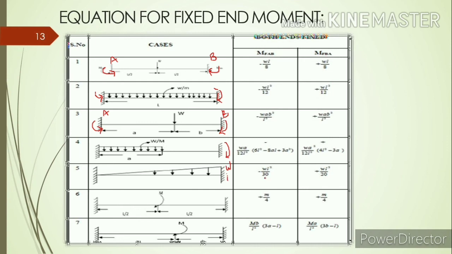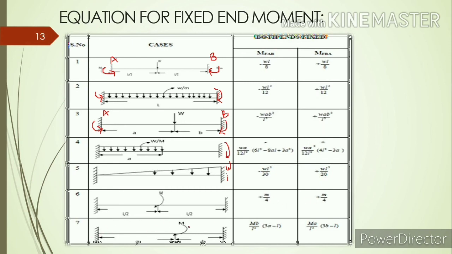So here M of AB is equal to minus wL squared by 30 and M of BA is equal to plus wL squared by 20. The sixth case is a positive, clockwise moment acting at the center of the span. Therefore, here both M of AB and M of BA are positive and the value is M by 4.